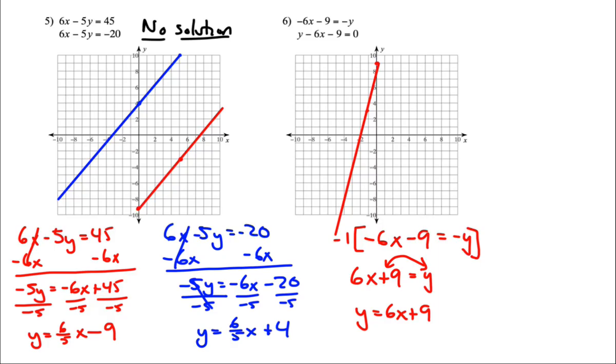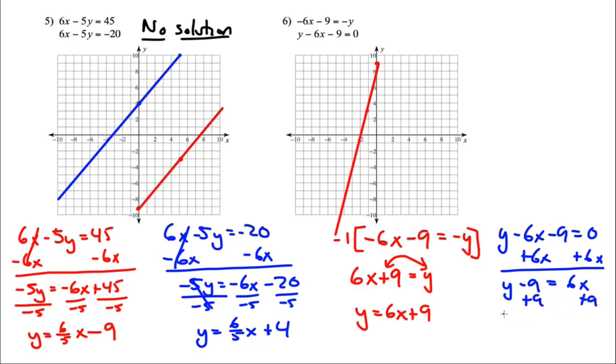Okay, and then the blue one is y minus 6x minus 9 equals 0. If I add 6x to both sides, I get y minus 9 equals 6x. If I add 9 to both sides, I get y equals 6x plus 9. And so once again, I would go to 9, and I'd go down 6 and over 1 right here. And you can see right here that these are the same 2 points.